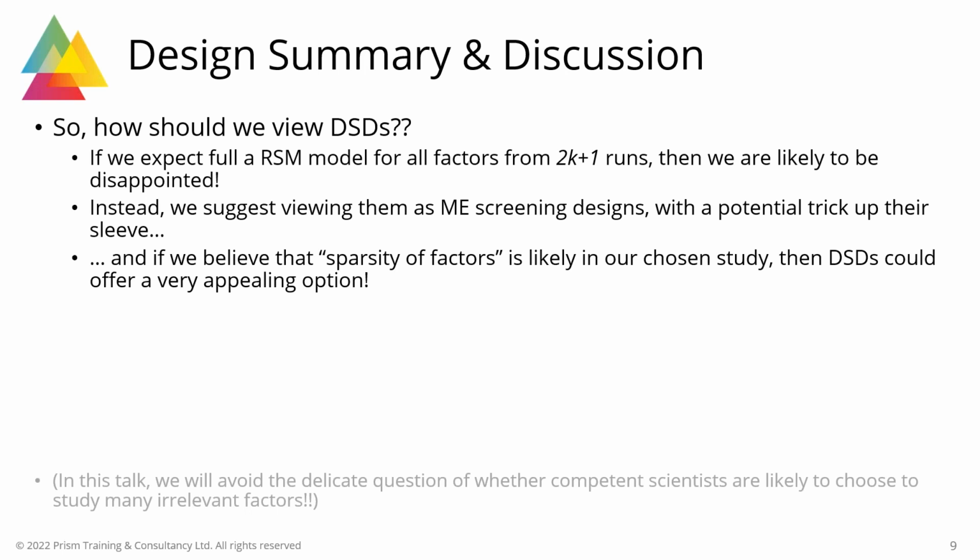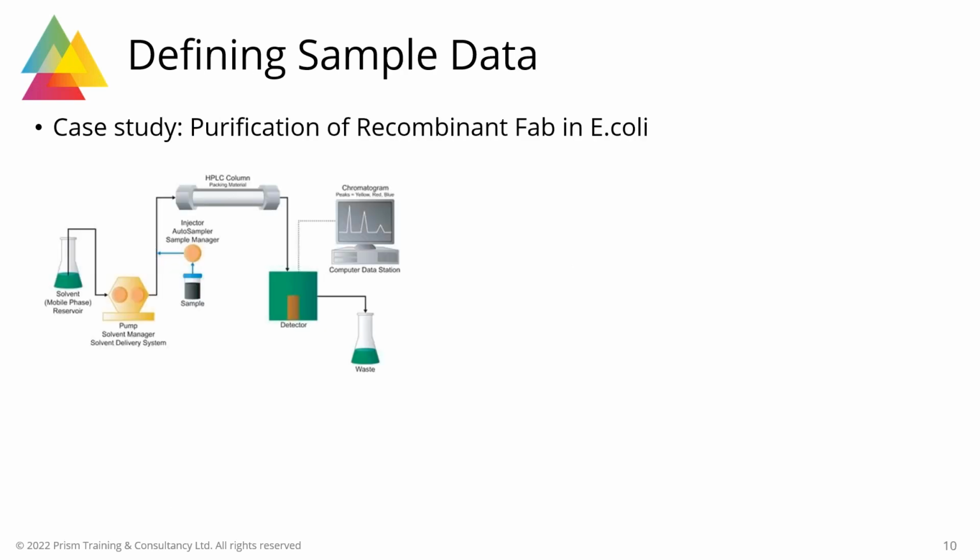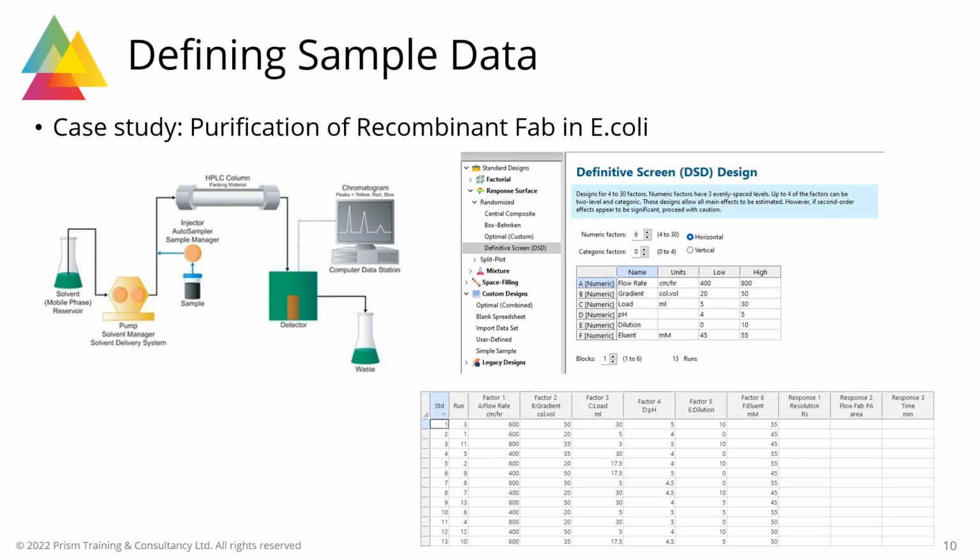So I'm not going to get into the debate about whether we should or shouldn't choose a DSD. What I want to focus on is the situation where we're dealing with somebody who has chosen to run a DSD, and we want to ensure that they make the best use of that design. To illustrate this, we're going to take a case study, a purification example, looking at recombinant Fab in E. coli. We've got a diagram here, which is a generic HPLC system. And of course, we can set up our definitive screening design using Design-Expert or Stat-Ease 360. You'll see here, hopefully you can see my mouse cursor.